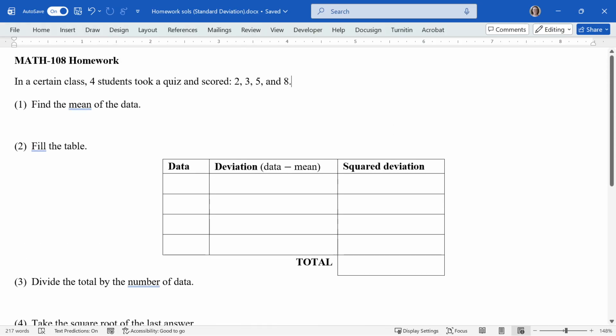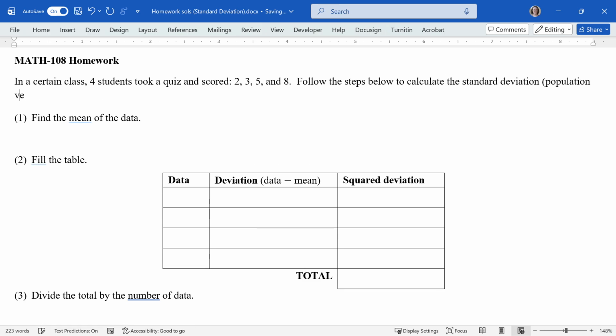And oh, I guess I forgot to say which version of standard deviation we're doing here, or even that we're doing it at all. Reading my own instructions, I forgot to say I think we should put: follow the steps below to calculate the standard deviation, population version. Sorry about that. It's a danger whenever you write your own questions.